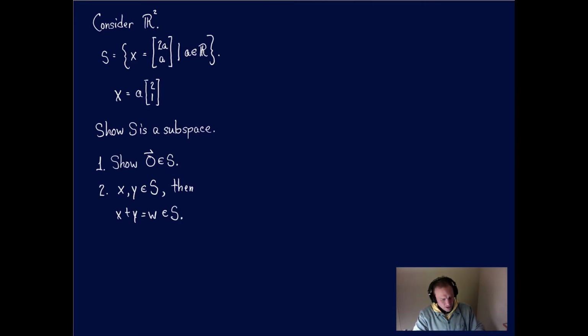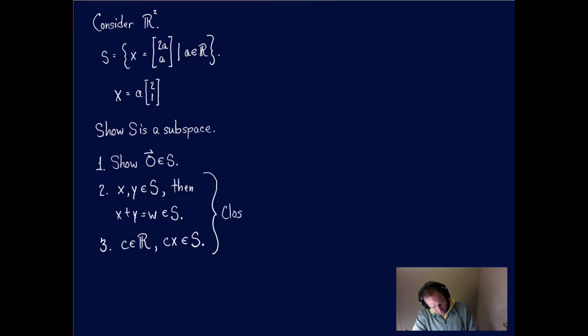Now we're going to put this idea together more closely here, because number 3 is very similar in that if I take any scalar, so c is any real number, and if I take c and I multiply it by x, then c times x has to also be in S. Okay, these are the 3 conditions we have to show. We're going to show you how they hold. And these last two are called the property of closure.